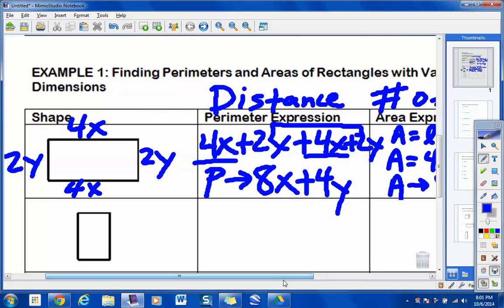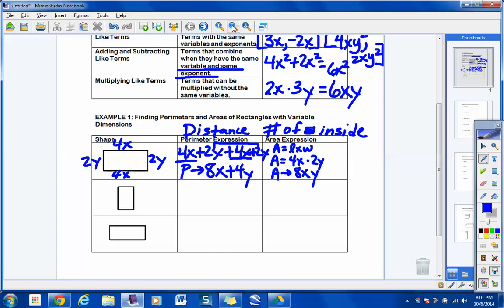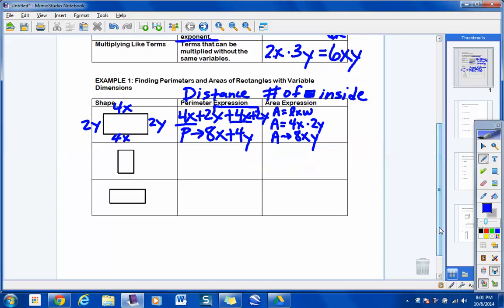So that would be an expression for your area of a rectangle with a length of 4x and a width of 2y. All right, I'm not liking the zoom, so I'm going to kind of go back to where we were here. Shorten that up a bit. Let's try another one down here, different color.